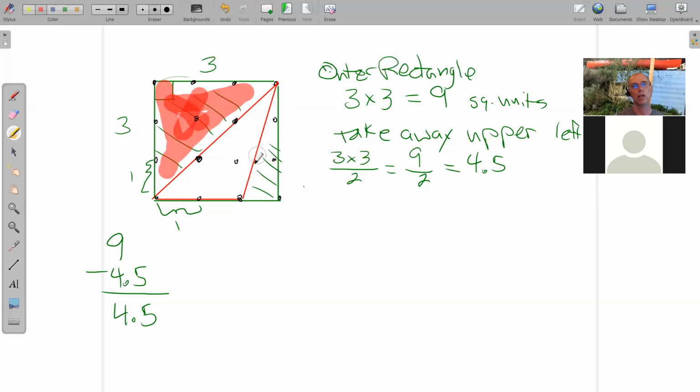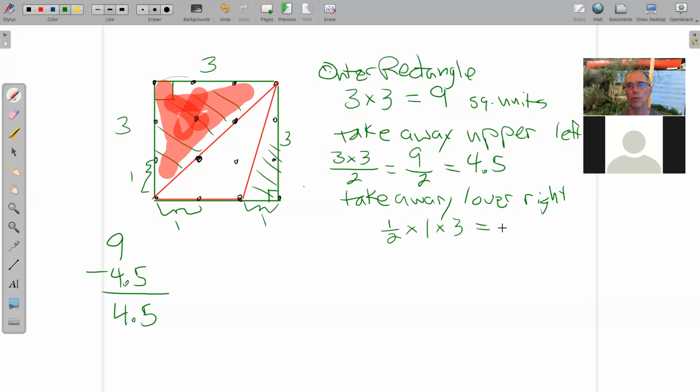Bye-bye. All right, so next I need to strip this one off down here. So I need to identify its dimensions. It is definitely a right triangle, and the base of it is 1, and the height of it is 3. So next I'm going to take away the lower right, which is 1/2 of 1 times 3. So that's half of 3, which is 1.5. So now I need to take away 1.5 here. And that leaves me 3.